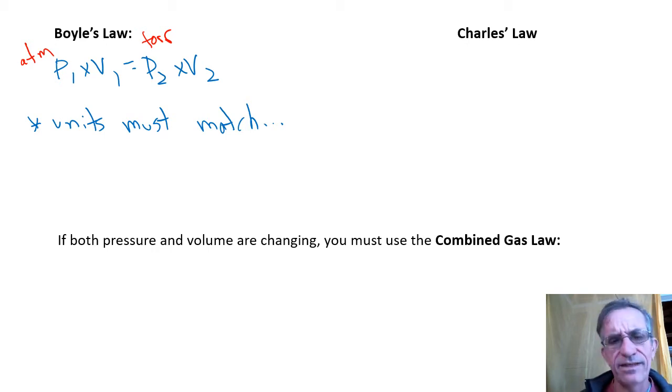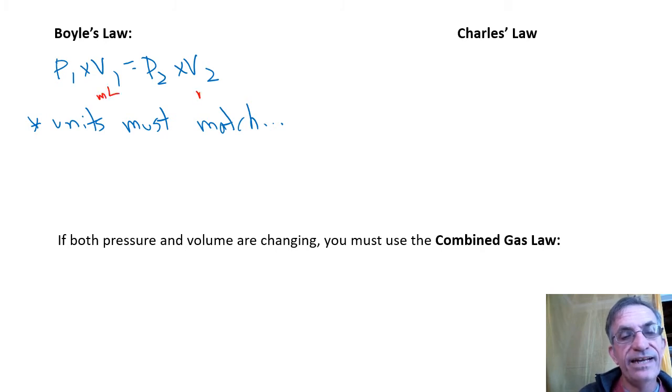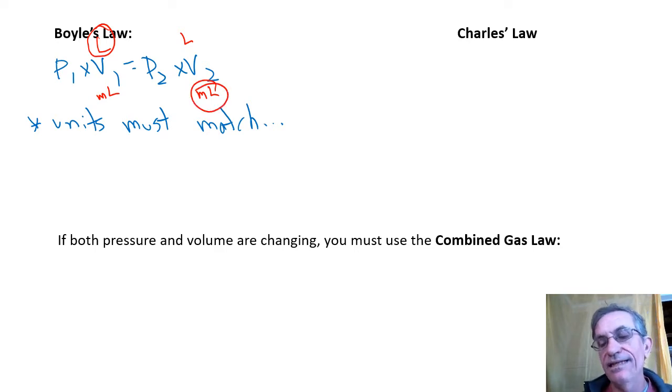The same thing is true with the volume. If they gave you two volumes, you could put them both in, assuming they're in the same unit. If they're both in milliliters, fantastic, do it. If they're both in liters, fantastic, do it. If one is in liters and the other is in milliliters, you can't do that. You need to convert them. You need to get them in the same unit.